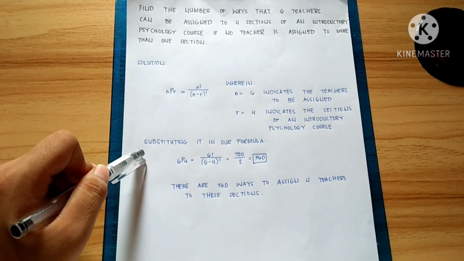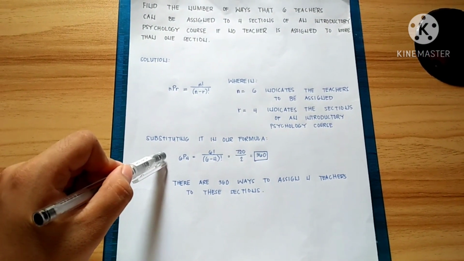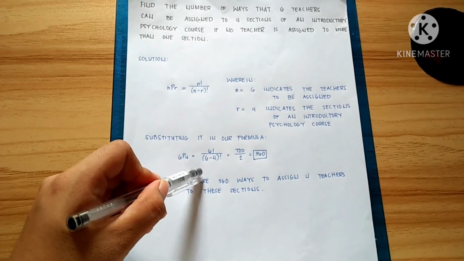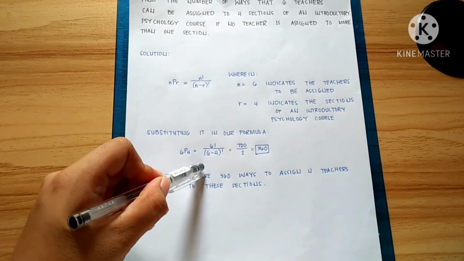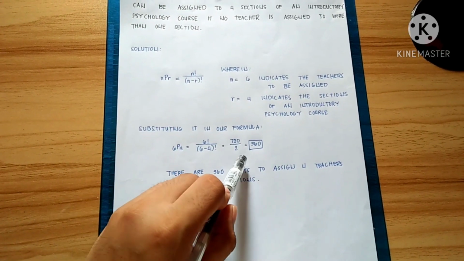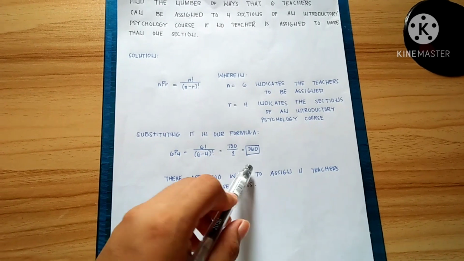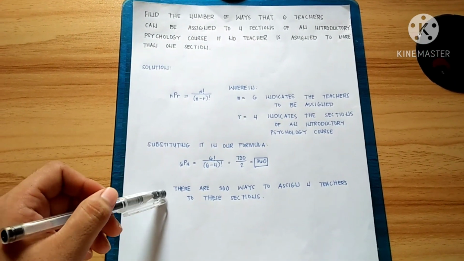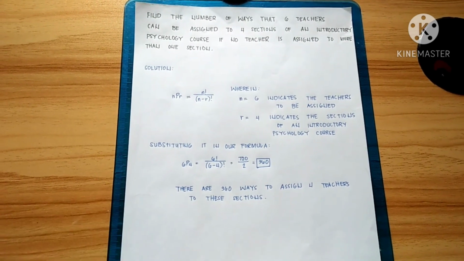Substituting it in our formula, we have the permutation equals 6 factorial over 6 minus 4 factorial, which equals 720 all over 2, which equals 360. Therefore, there are 360 ways to assign 4 teachers to these sections.